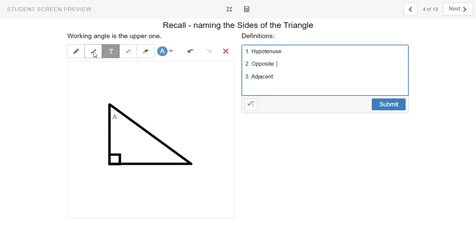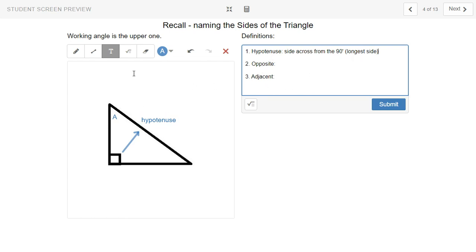First of all, the easiest one for us to identify is the side across from the 90-degree angle. This is our hypotenuse. By definition, the hypotenuse is the side across from the 90 degrees. One of the properties of the hypotenuse is that it is always the longest side. Now, it's not a definition of a hypotenuse, but it's a property.